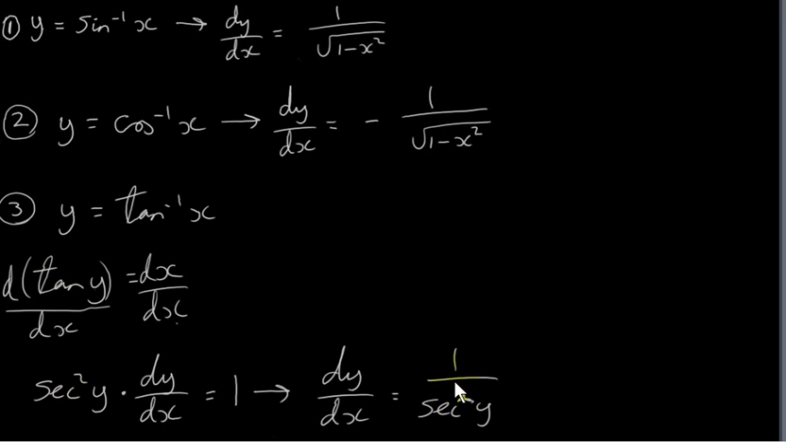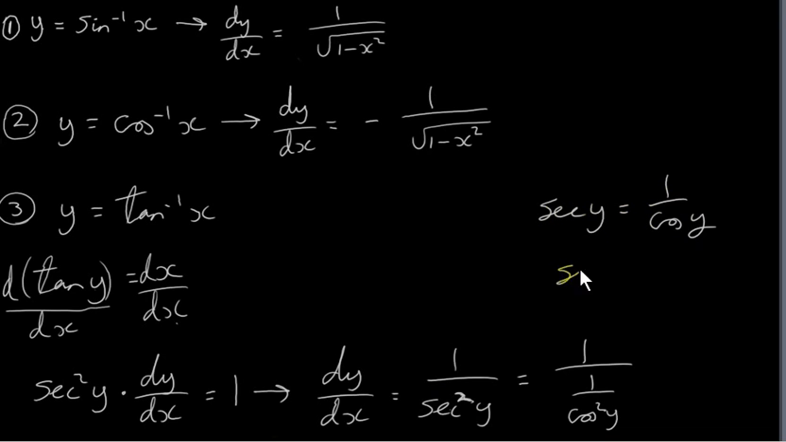Now, what is sec squared y? Sec squared y means 1 over cos squared y. You can look that up as well. Sec y is 1 over cos y. So, I'll just write it down here. Sec y is 1 over cos y. If we square both sides, we get sec squared y equals 1 squared, which is 1, over cos y times cos y, cos squared y.